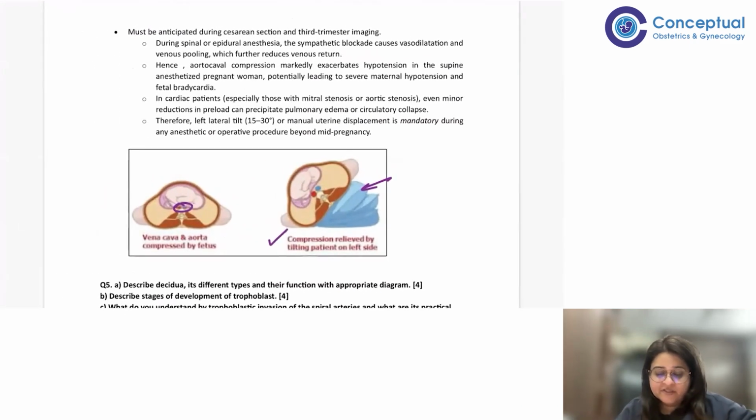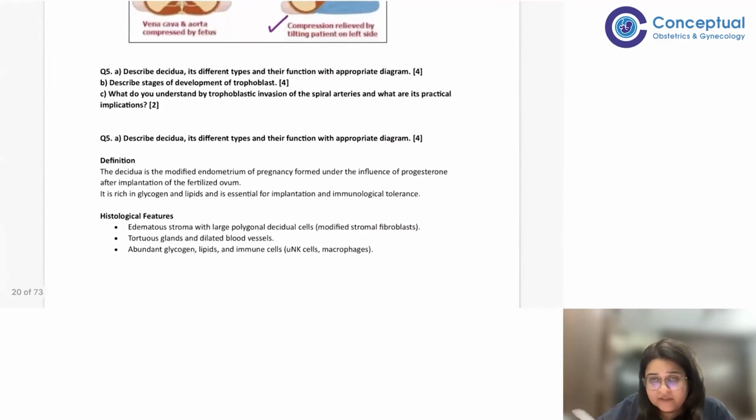Okay, so must be anticipated during cesarean section and third trimester imaging. So many patients in the third trimester, when you're doing an NST or when you're doing an ultrasound, feel very, very uncomfortable. That's because of this problem. So you should anticipate and make them comfortable, and if a patient is feeling lightheaded while doing a scan, you should know, turn her to the left side. That's all that we have.